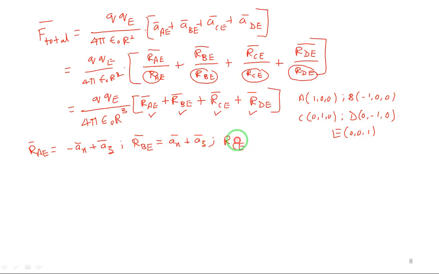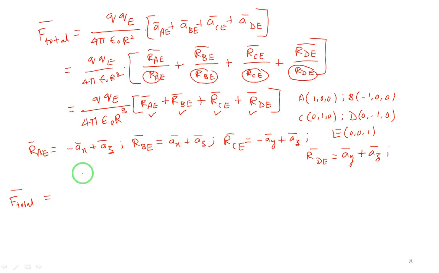Then similarly calculate RCE, C to E. So 0 minus 0, 0 minus 1, minus AY, and 1 minus 0, 1 AZ. I will not write 1. Then RDE I want. So D to E means 0 minus 0, 0 minus 1, that is AY, plus AY I will get, 1 minus 0, 1 AZ. So after calculation of distance vectors, this is the thing. Next I will substitute in the above formula and calculate the total force, F total.